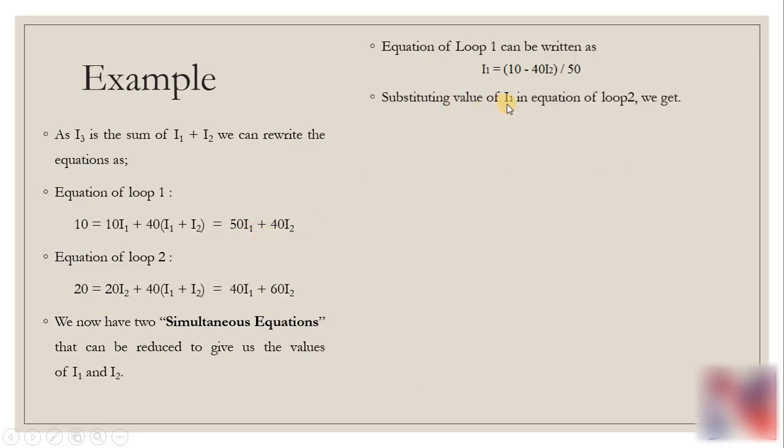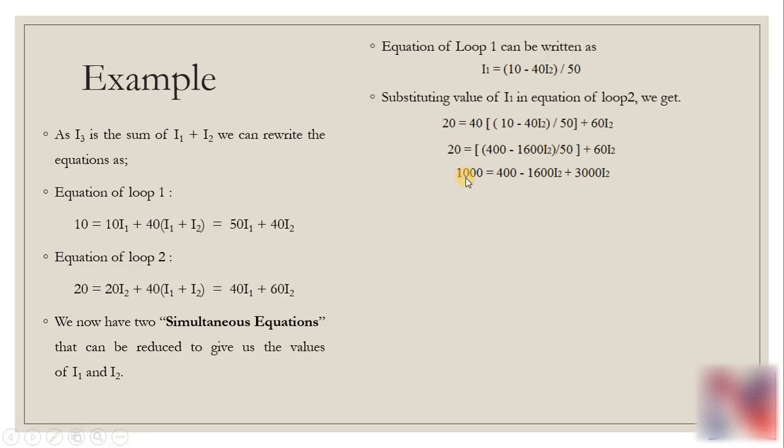We can substitute the value of I1 in the equation of loop 2, so we will get 20 is equal to 40 times I1, where we place the I1 value, that is (10 minus 40 I2) divided by 50, plus 60 I2. Here 20 is equal to, we multiply 40 inside with each element, so 400 minus 1600 I2 divided by 50, plus 60 I2.